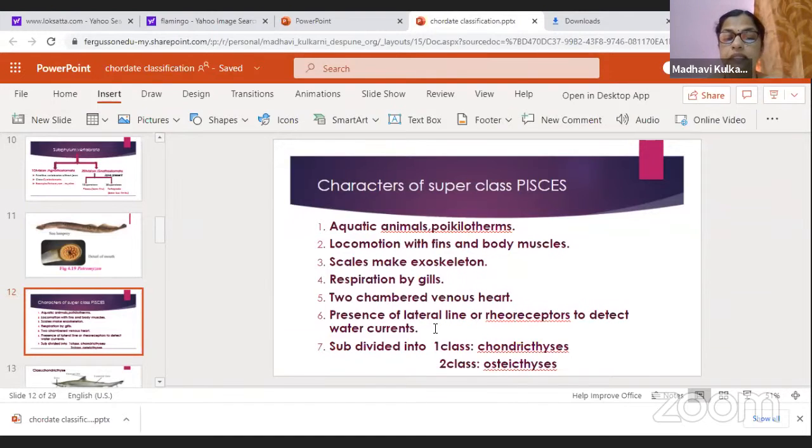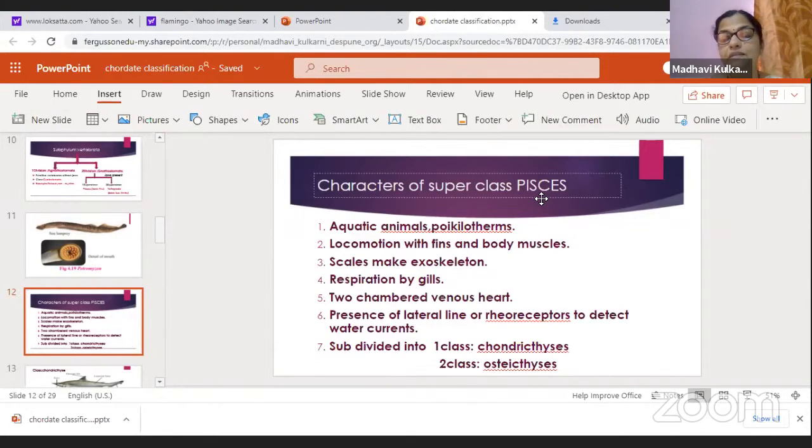Next point, they show the presence of a lateral line. This lateral line is a sensory organ. They contain rheoreceptors, and these rheoreceptors are useful for detecting water currents in either the freshwater or seawater where these fishes are living. Other peculiarities are also there, but these are the most important peculiarities of fishes.